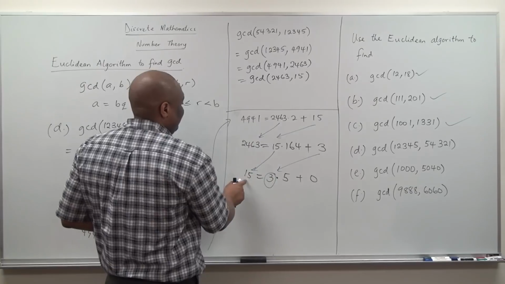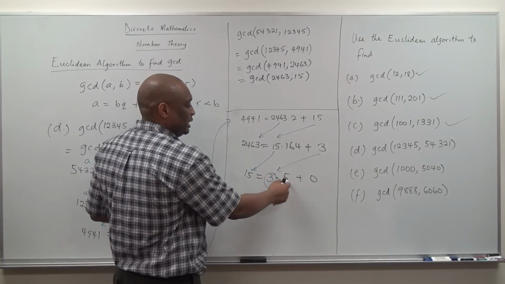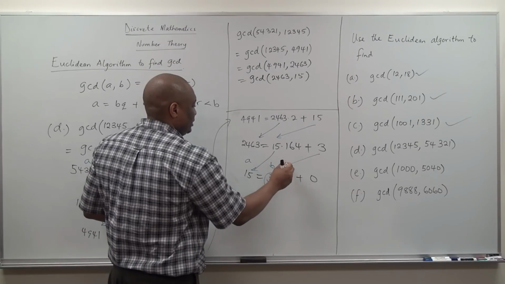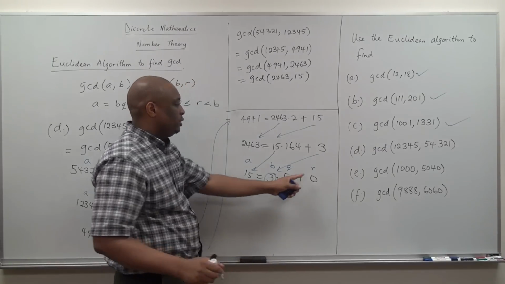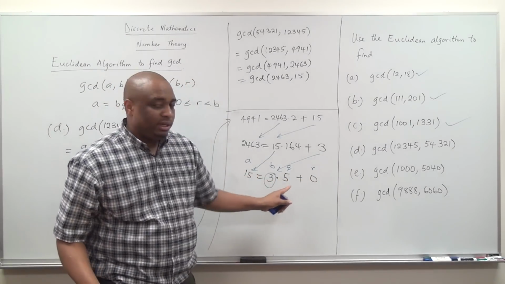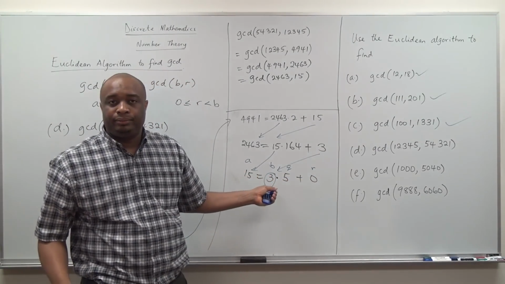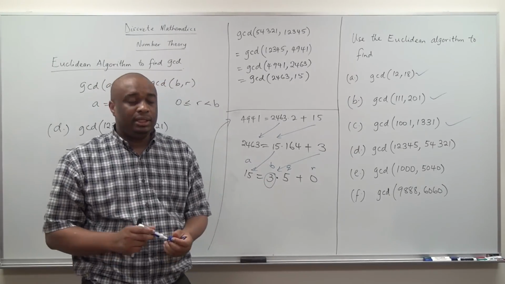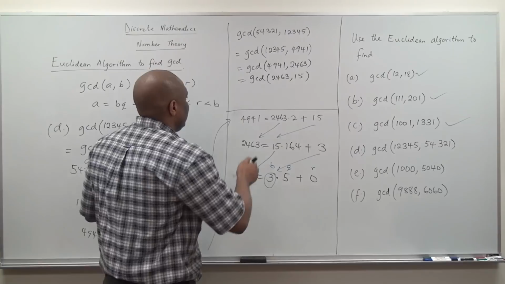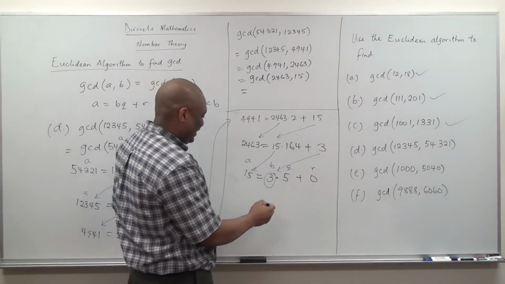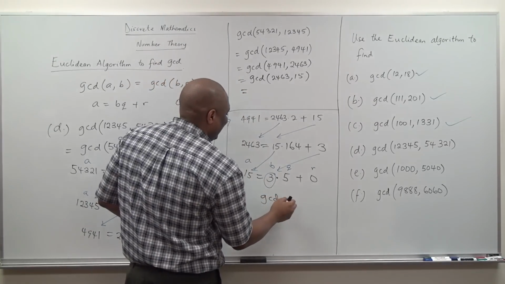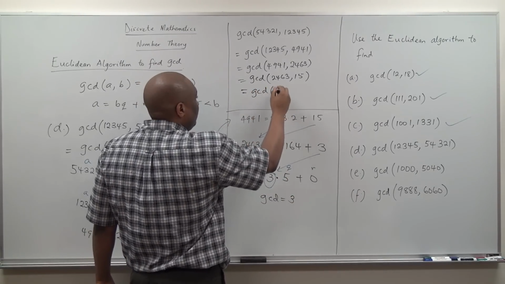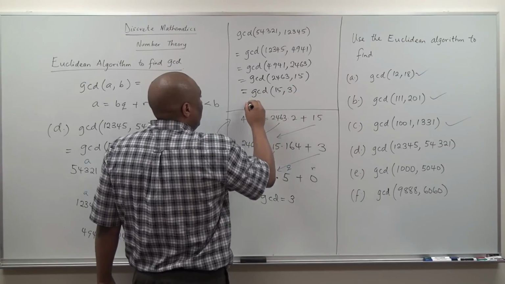Remember, this is dividend, divisor, quotient, and remainder. Remember that. So at that point where the remainder is 0, check the divisor, and the divisor gives you the GCD. So that means the GCD is 0. The GCD is 3, I'm sorry. The GCD is 3. So this means the GCD of 15 and 3.